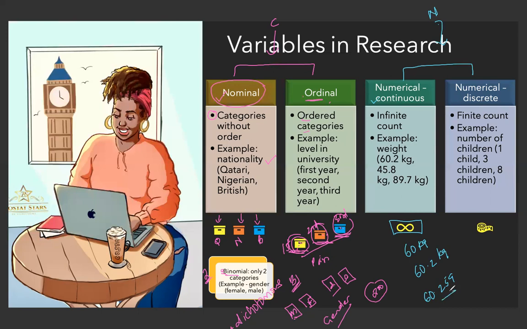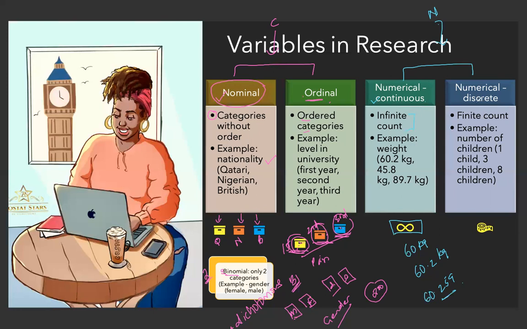You can't really count all of it. So this is why we put here for numerical continuous variable. There's a variable that has infinite count. So if you put a decimal and you keep going, it makes sense because it's a continuous numerical variable.